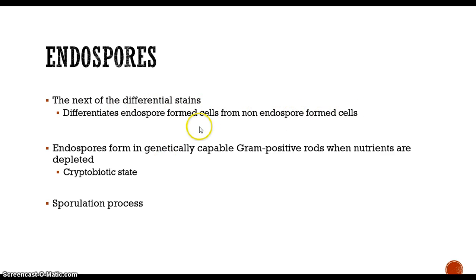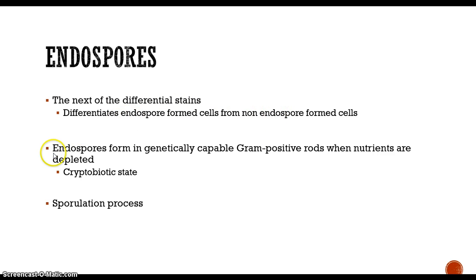It's not the ability to form it, because if you have a bacteria that has the ability but hasn't formed it, it's not going to stain the endospore because there is no endospore to stain. So it differentiates cells that already form the endospore from cells that have not formed the endospore.